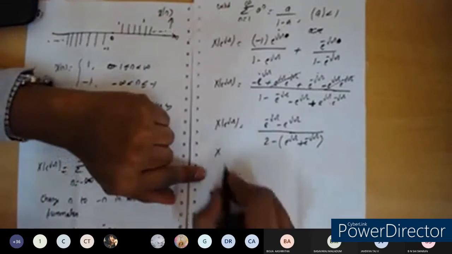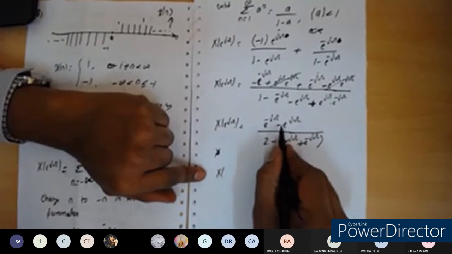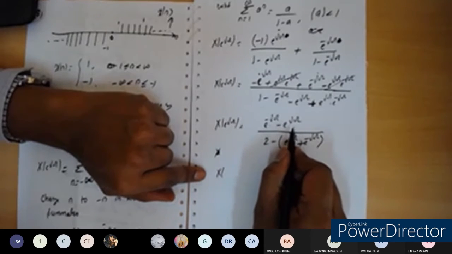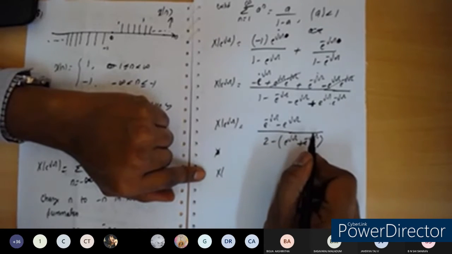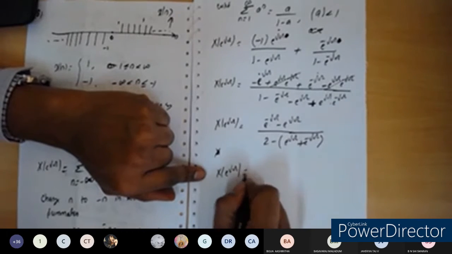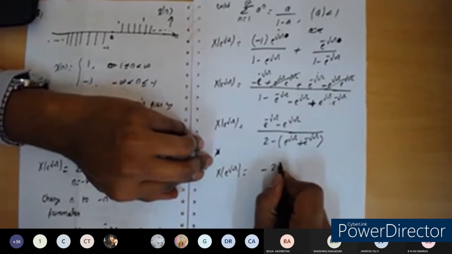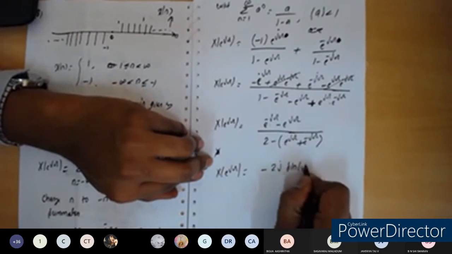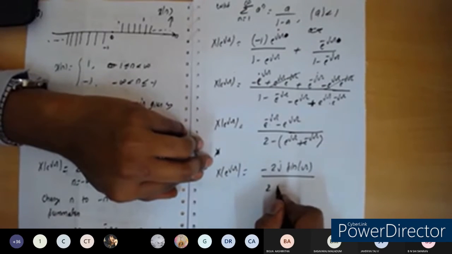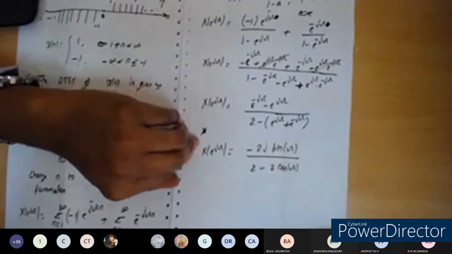Okay, so done. Now we can take minus common, we can take here from this one because we can express this as a sine theta. So we know that e to the power of j theta minus e to the power of minus j theta can be written as 2j into sine theta. So let us express this one in terms of 2j into sine theta. So I can write it as minus 2j into sine omega, and similarly in the denominator, 2 minus 2 into cos omega we can express here.